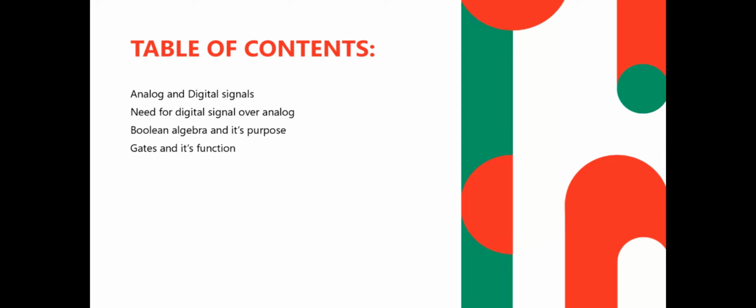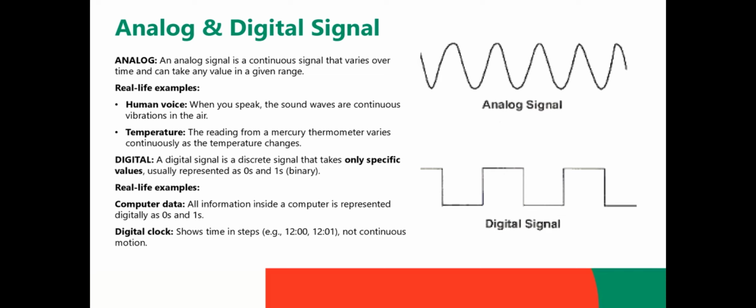So let's dive through. Analog and digital signal. First of all, what is analog signal? An analog signal is a continuous signal that varies over time and can take any value in a given range. If you see this wave here, assume you have 0 here and 1 here, and between 0 and 1 you can take multiple values like 0.1, 0.11, 0.2, etc. This wave is known as analog signal, and this signal is also known as sinusoidal signals.